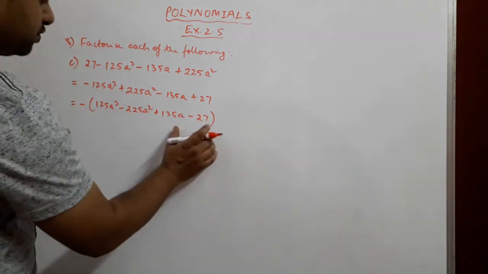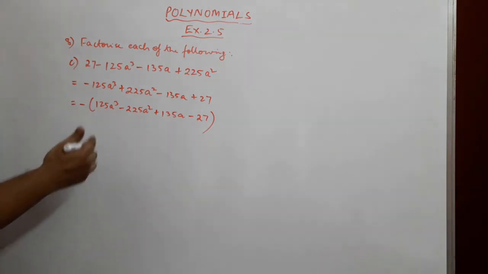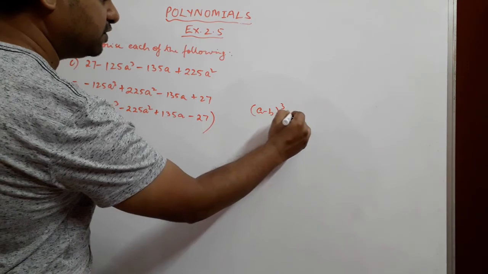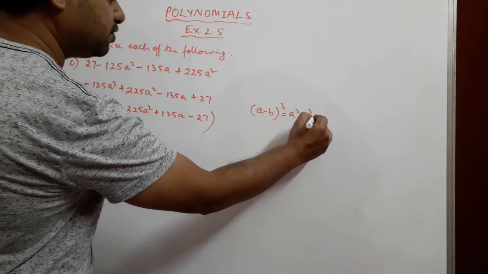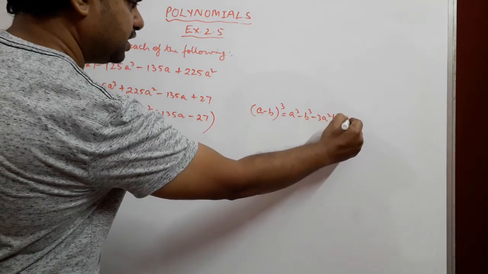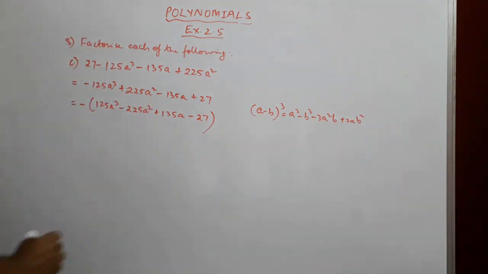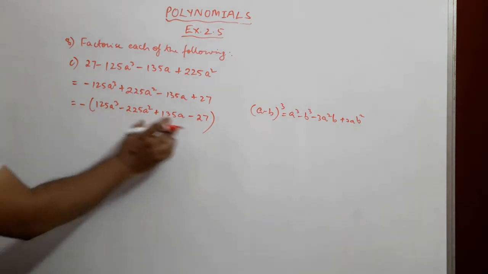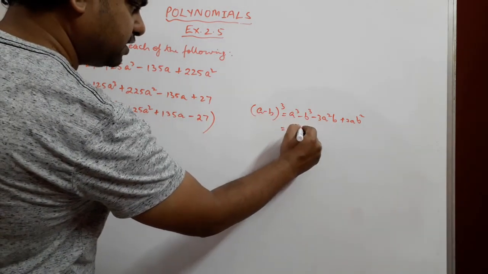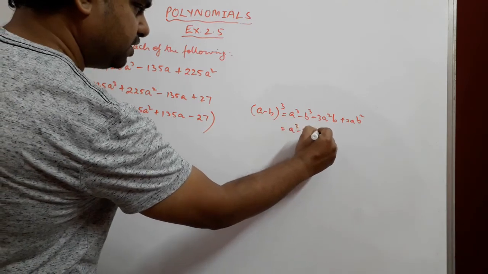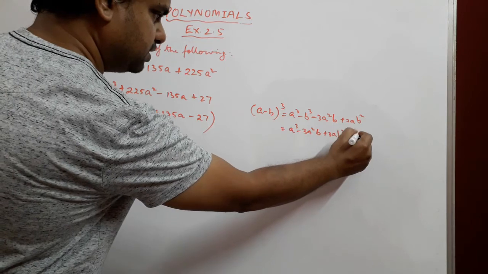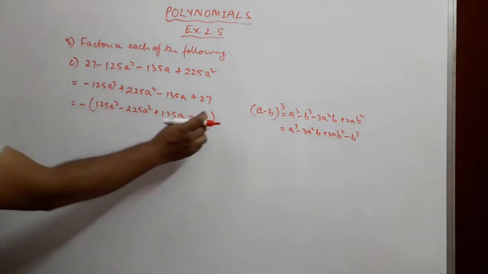Why have we done so? To get it into our identity form, and this falls in the a minus b cube form, which is a cube minus b cube minus 3a square b plus 3ab square. So over here the cube form is, this is as good as saying a cube minus 3a square b plus 3ab square and minus b cube. So the cube comes over here.